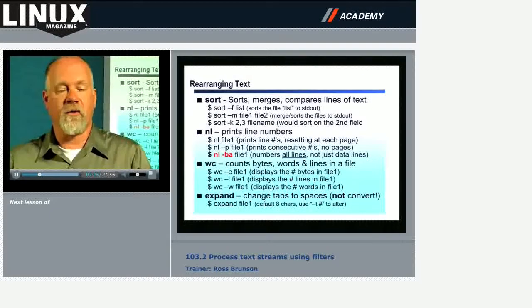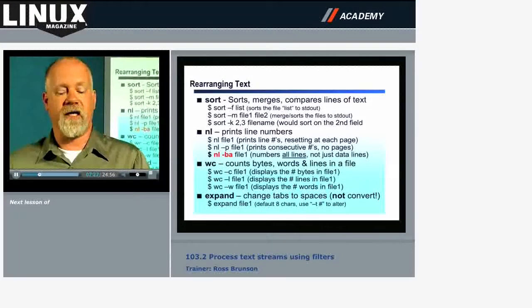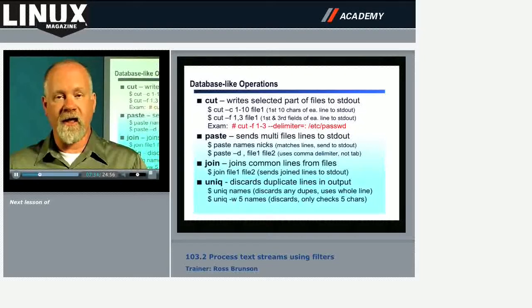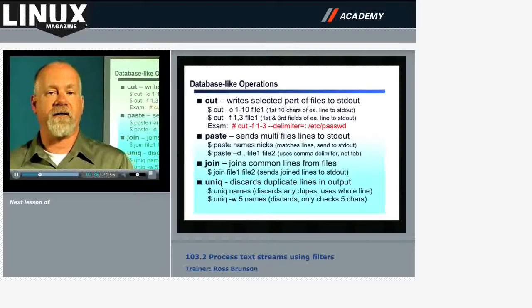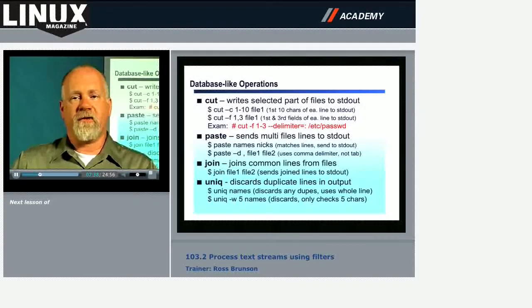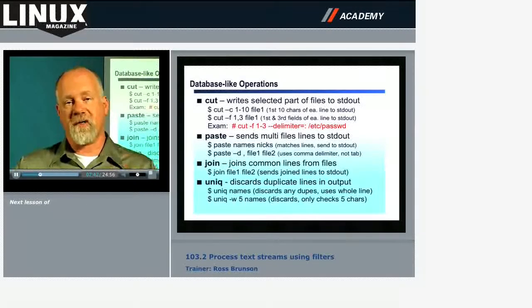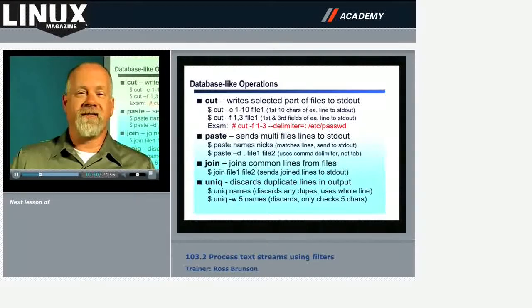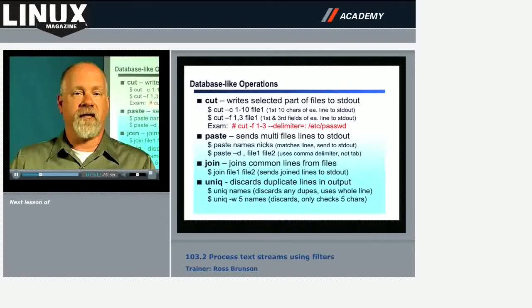All right, so that's sort, nl for number lines, wc for word count, and then of course the expand command, which takes care of your tabs. Now let's talk about a fun one, the cut command. There are many times that you'll have data that is comma delimited or space delimited, or like the etc passwd file, colon delimited. What you can do with the cut command is kind of columnar database operations.